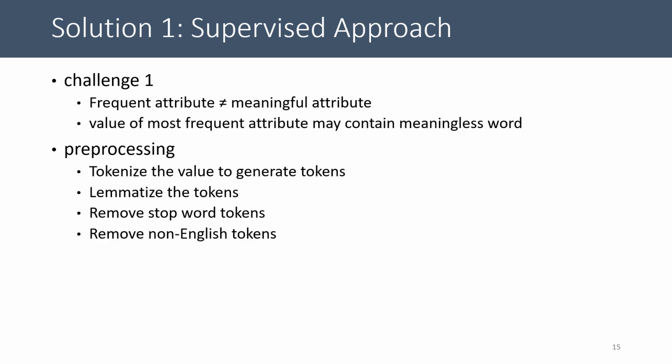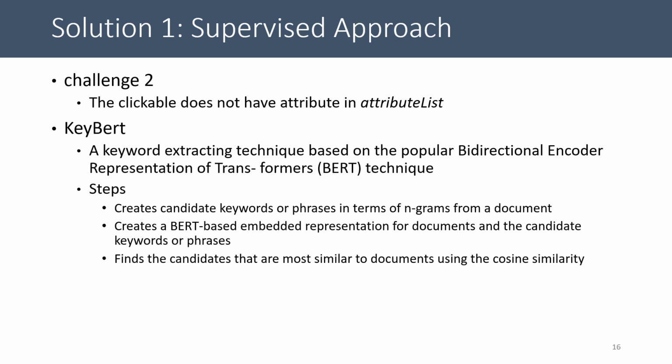However, there exist challenges. The first challenge is that a frequent attribute does not equal a meaningful attribute, and the value of the most frequent attribute may contain meaningless words. So we added a preprocessing step, including tokenizing the value to generate tokens, lemmatizing the tokens, removing stop word tokens, and removing non-English tokens. The second challenge is that the clickable may not have an attribute in our trained attribute list.